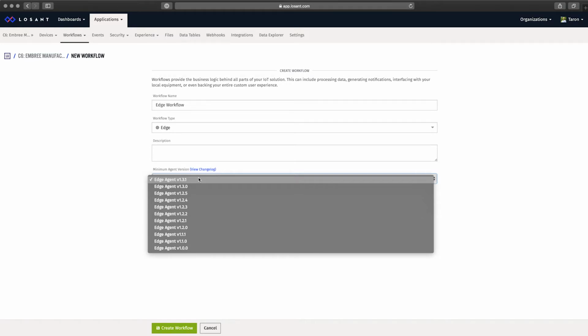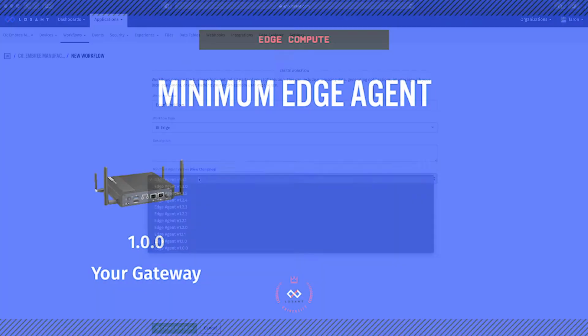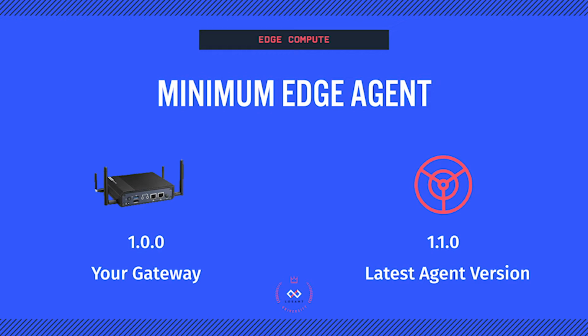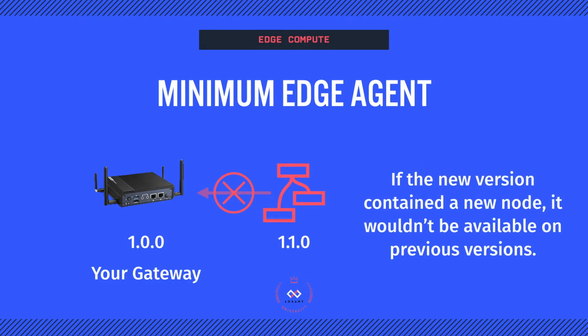As we make changes and improve the Edge agent, the changes are always backwards compatible, but not forwards. Let me explain. Let's say you have version 1.0 of the Edge agent installed on your device, but we released a new version called 1.1.0 that contains a new Edge node. If you create an Edge workflow with the minimum version being 1.1.0, you won't be able to deploy it to your device because you haven't upgraded yet. And this is because your device is running 1.0. The new workflow won't support the device version. The new functionality in the Edge agent isn't available on older versions.